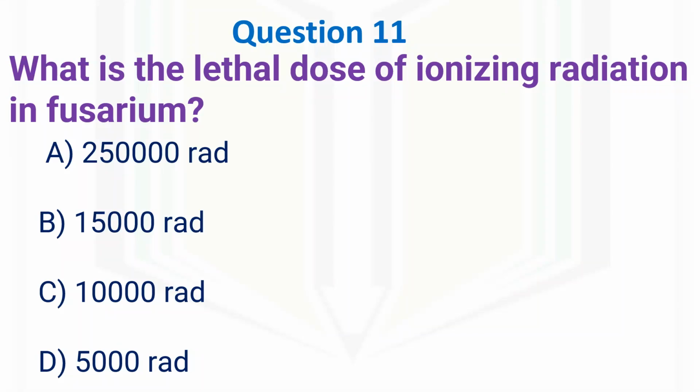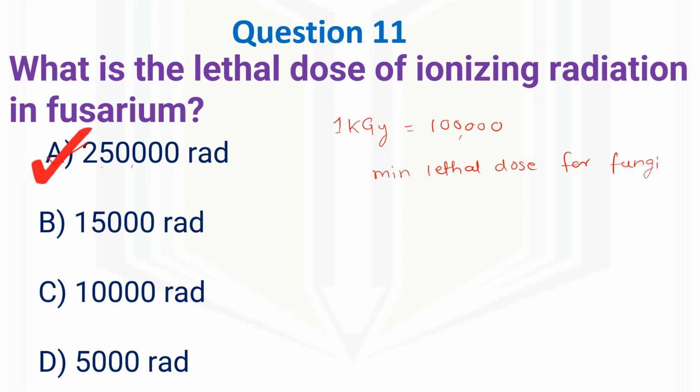Question number 11. What is the lethal dose of ionizing radiation in fusarium? Options are 2,50,000, 15,000, 10,000 and 5,000. Correct option is option number A, 2,50,000. So conversion is 1 kilogram is equal to 1 lakh. So the minimum lethal dose for fungi or any type of mold is minimum 1.5 kilogram and above. This is the minimum one.